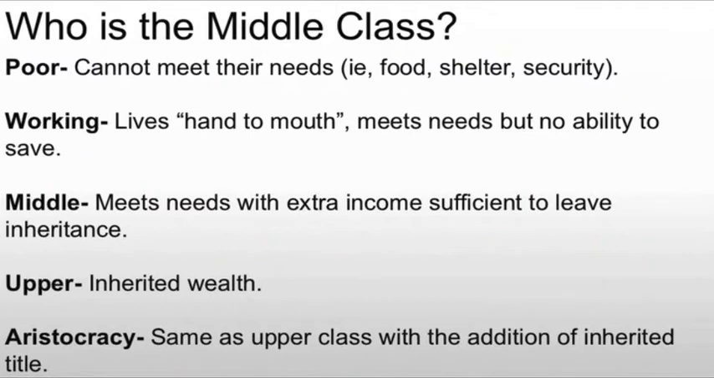The middle class meets their needs with extra income sufficient to leave an inheritance. Now, the middle class could leave a small inheritance or a big inheritance. The key here is that they are making their own money. By this definition, Steve Jobs, Warren Buffett, and Elon Musk would all be middle class because they made their money. Whereas someone who's born to a wealthy parent who gets an inheritance from them and then becomes wealthier wouldn't actually count. So the middle class are people who make their own money. It doesn't matter how much they make, they just have to make it themselves and leave money for others.